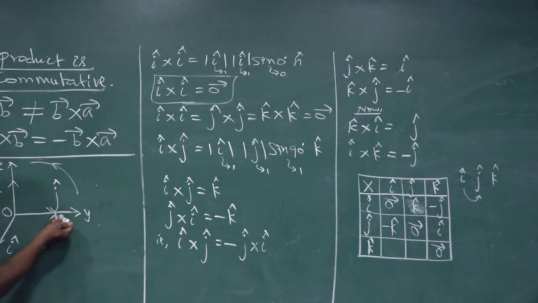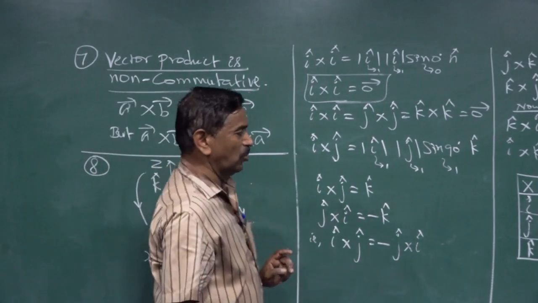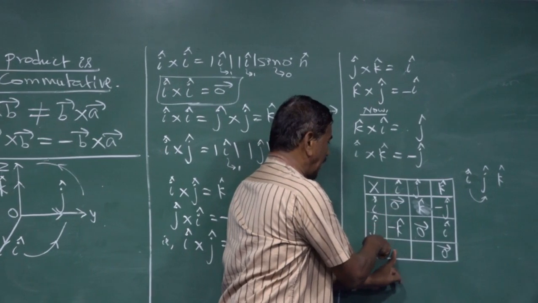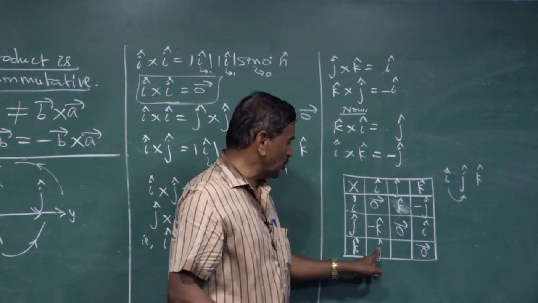J to k means, yes, j to k, positive. That is right in the system, that is why plus. Come to here. Yes, k cap cross i cap. K, i. So option is j, whether plus or minus. So that is my question.